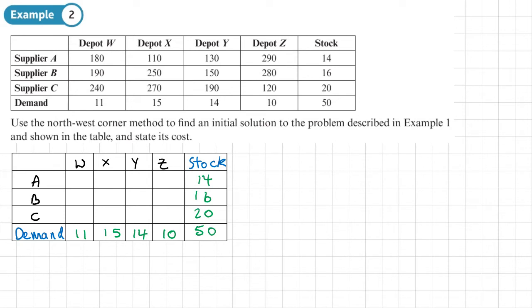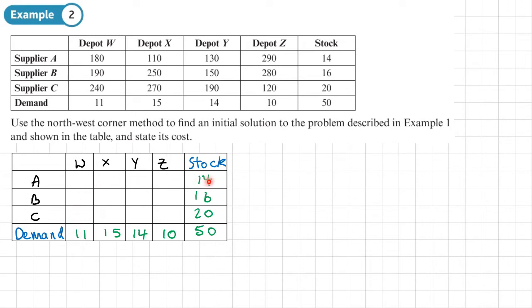Now this algorithm probably isn't going to give us the cheapest overall cost, but it's going to give us a starting point, what we call an initial or feasible solution. And this is how it works. So I'm going to start in the top corner here, supplier A and depot W, and I see that depot W needs 11 units of stock.